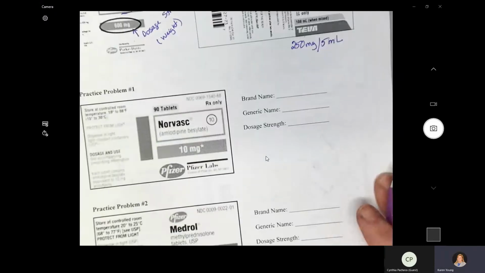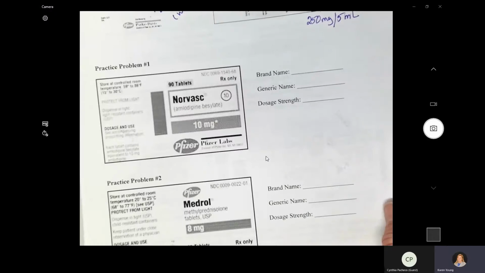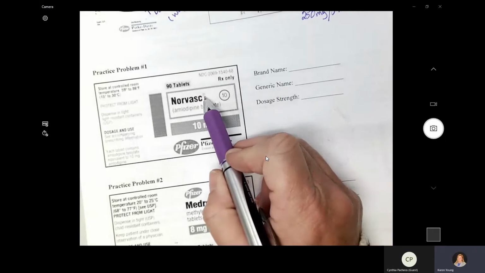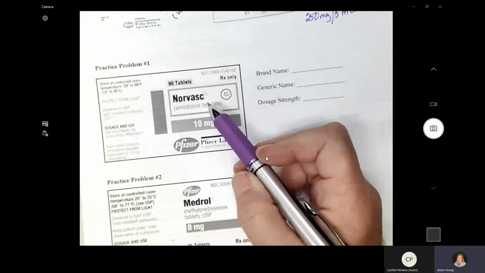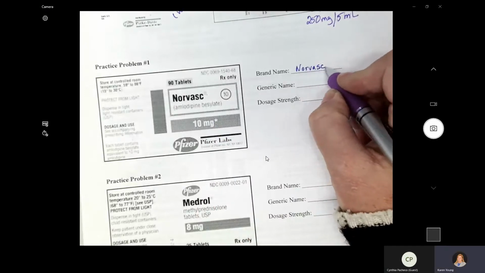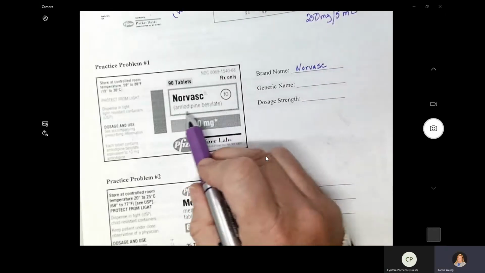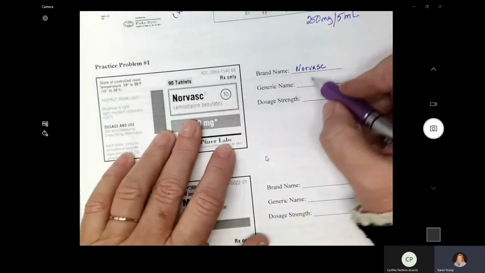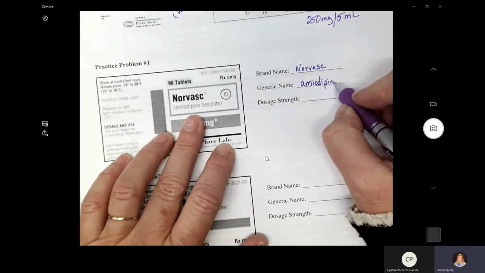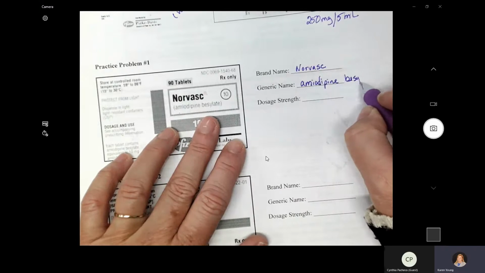So if we look at our little practice problems, I'm looking for the brand name, and if you look closely, that's got a little R here. So the Norvise is the brand name. The generic name is what's in parentheses in lowercase. If you have a brand name, your generic name is going to be lowercase and in parentheses, and sometimes it'll be italicized. So my brand name is AMIOD. I can't say half of these.